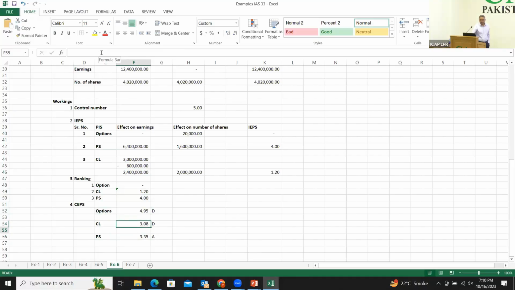But if you compare this 3.35 with 5, which is the control number, it seems dilutive, but the standard requires that you calculate the most dilutive, and that is 3.08.